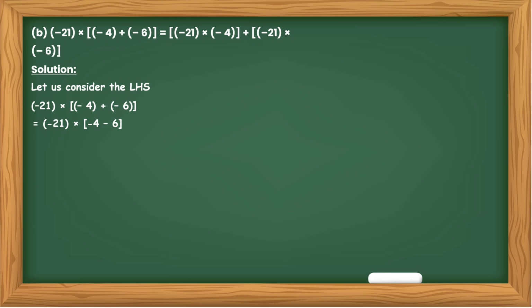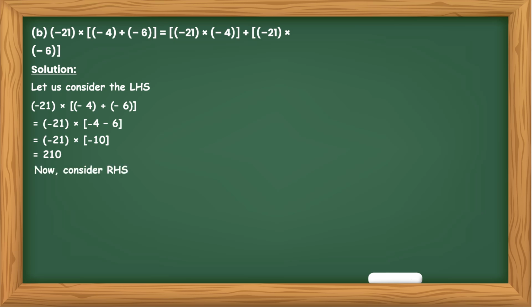So both the integers are of the same sign. So what you will have to do, minus 4 and minus 6, you will have to add and put the minus sign in front. So it will be minus 10. So now you have minus 21 into minus 10. Minus into minus is plus, so your product would definitely be a positive integer. And 21 into 10 is 210.